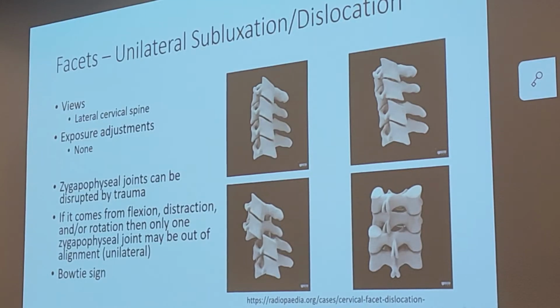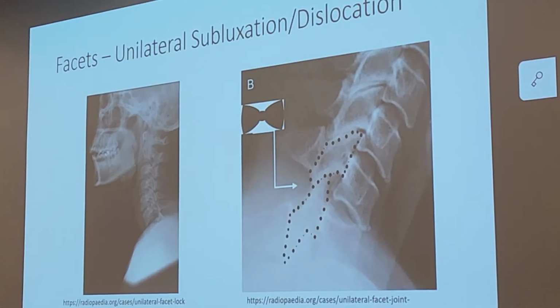So what would the other name for this be? Just unilateral subluxation if it's a partial dislocation, or unilateral dislocation if it's gone all the way. Okay, so let's take a look at some actual images. So, do you see it there on the left image?